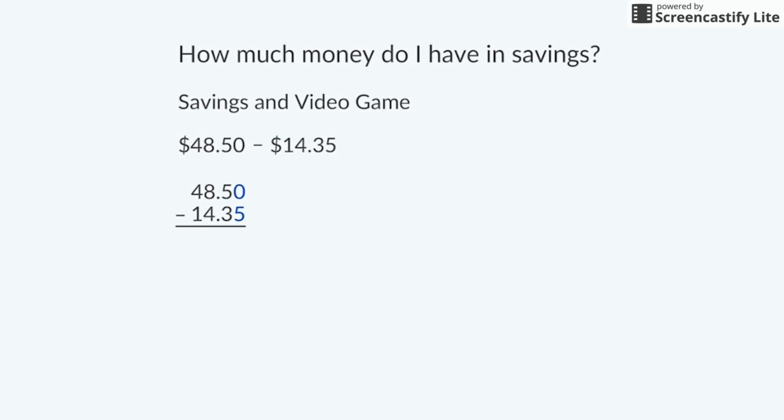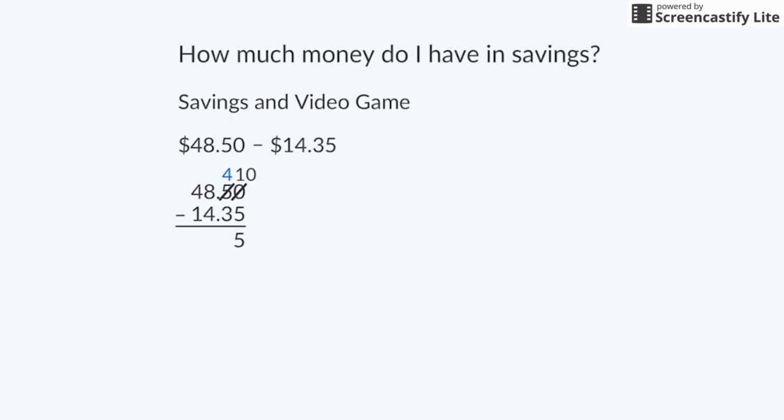The first place is 0 minus 5. There aren't any hundredths to subtract from, so I'll regroup 1/10 as 10 hundredths. Then I have 4 tenths and 10 hundredths. 10 minus 5 equals 5. I'll write 5 in the hundredths place in the difference.